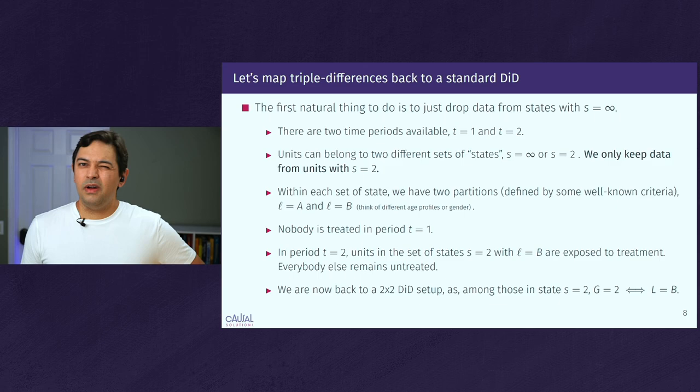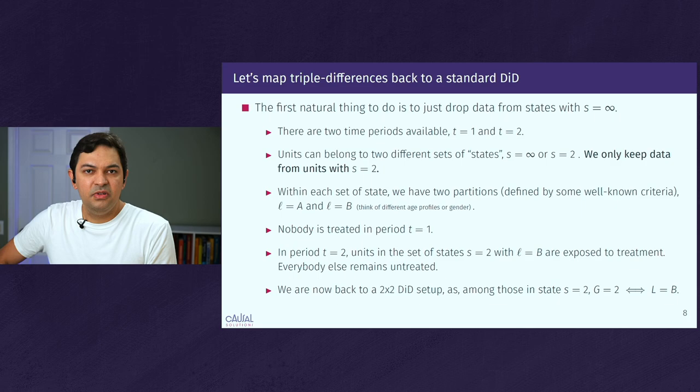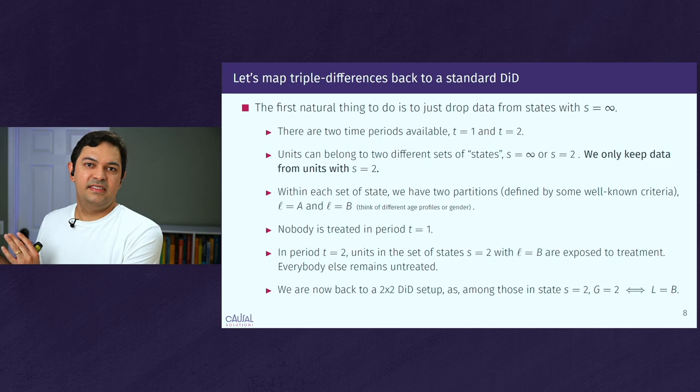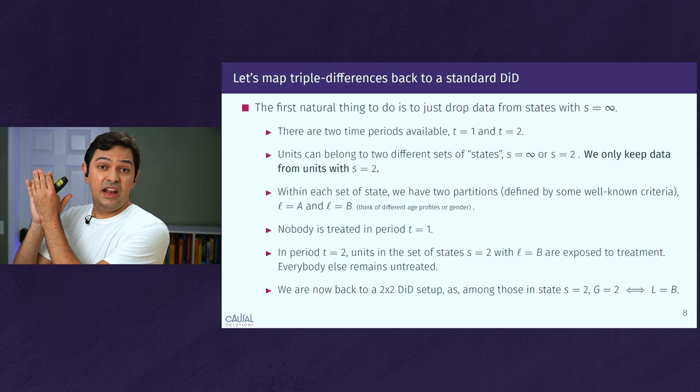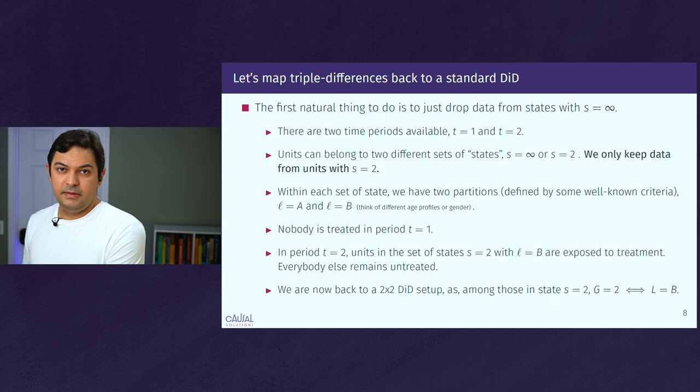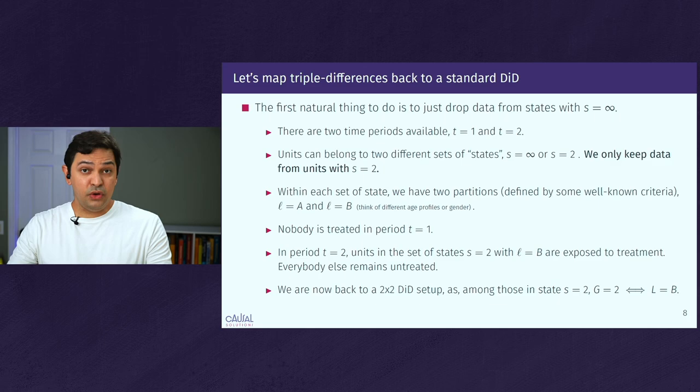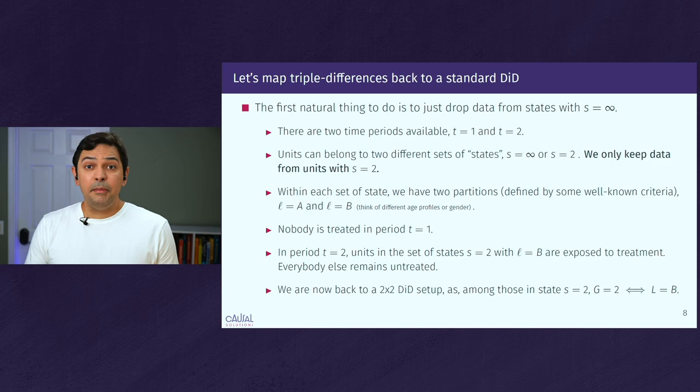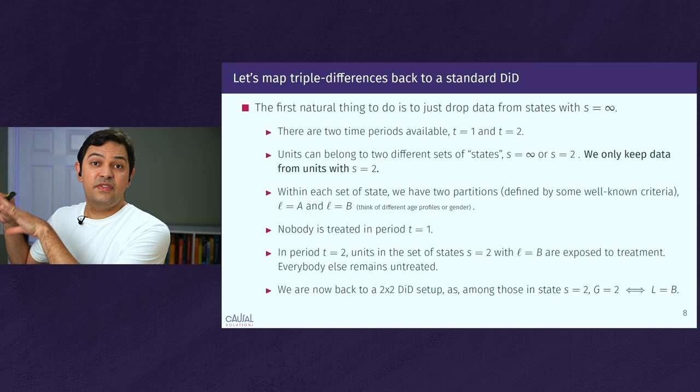You know what, Pedro, what I'm going to do is just dump my data from states that have not yet passed the law. I'm going to get the data from everybody who lives in an untreated state, poof, drop them. So how is this going to help us? Well, if I drop the data from untreated states, I'm still going to have two time periods, before and after the policy. Now I'm going to have only a single set of states at s equals 2, because I dropped the set of states with s equals infinity.